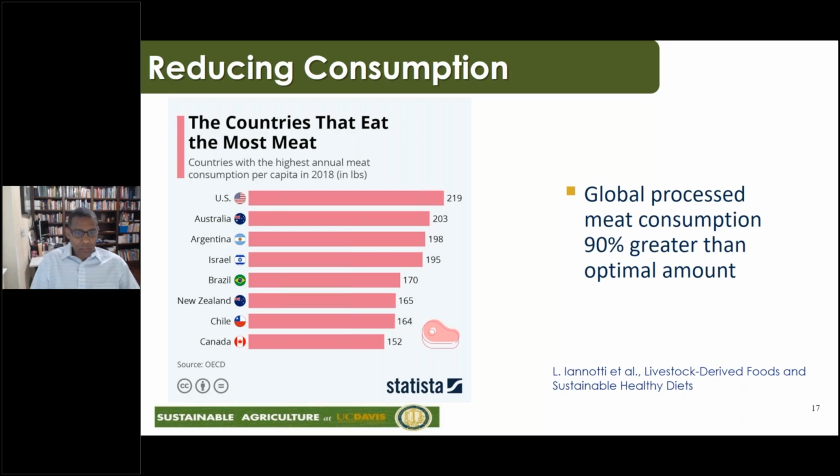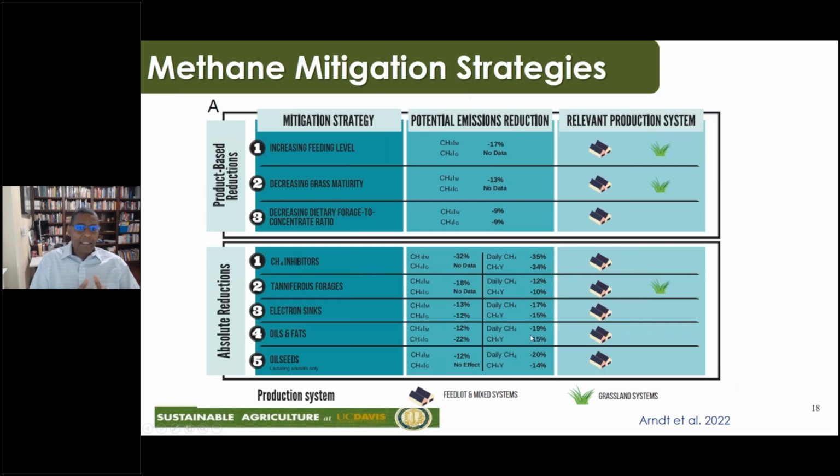So in some communities there actually needs to be increased consumption, but in a lot of communities we need to reduce, particularly processed meat consumption, by about 90%. So that is one of the ways that we can reduce the emissions. But again, the reality is that the demand for meat and the demand for dairy products is actually increasing, particularly in low-income countries. Therefore, when we're trying to meet this increasing demand, what kind of strategies do we have?